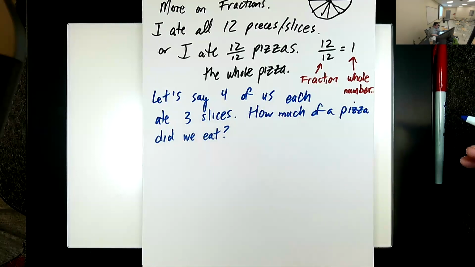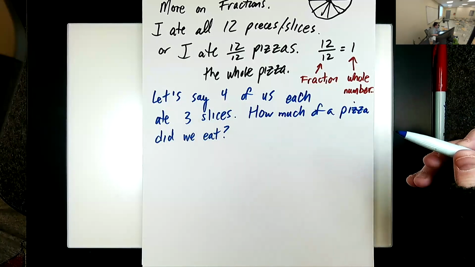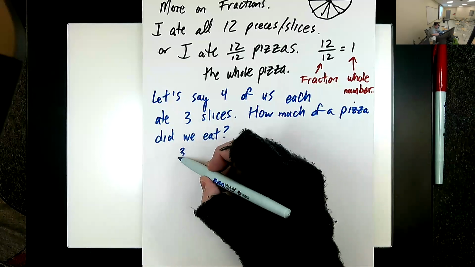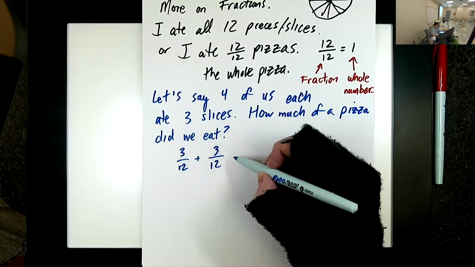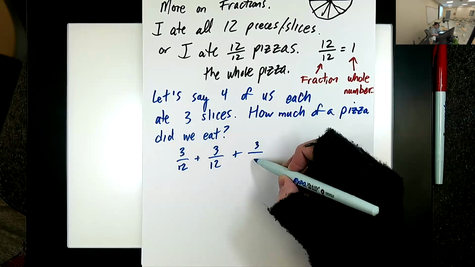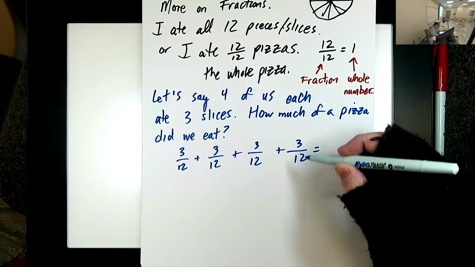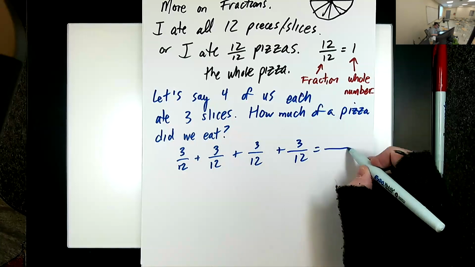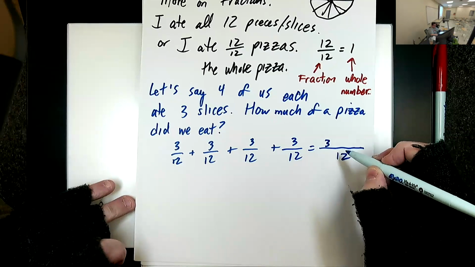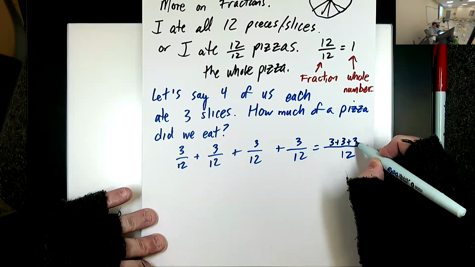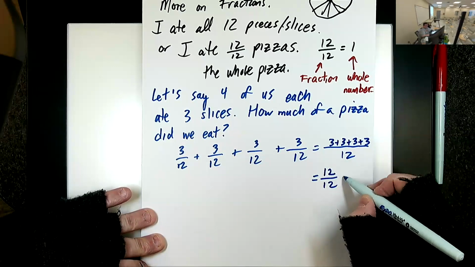How do we get there from the idea of each of us eating it? We can add up how much we ate and find out. So I ate 3 12ths, and Madison ate 3 12ths, and Cody ate 3 12ths, and Jerry ate 3 12ths. And we know that when we have the same denominator, we can treat it as addition of the things on top. And that gives us our 12 over 12, which is 1.